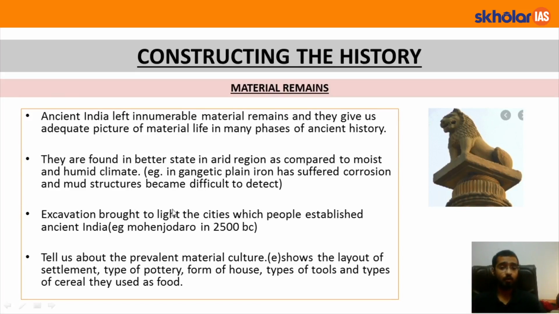The excavation brought to light the cities which people established in ancient India. For example, Mohenjo-daro was established in 2500 BC. After this, for 1000 years, we do not come across any cities. It was after that the city of Patliputra was developed. Before Patliputra, it was Rajgir, which was the capital of Magadha. It was succeeded by Patliputra, and Patliputra was taken over in the 7th century AD by Kannauj. So this excavation has brought to light that people established these ancient cities.